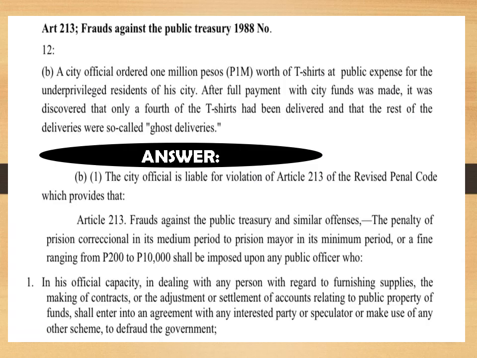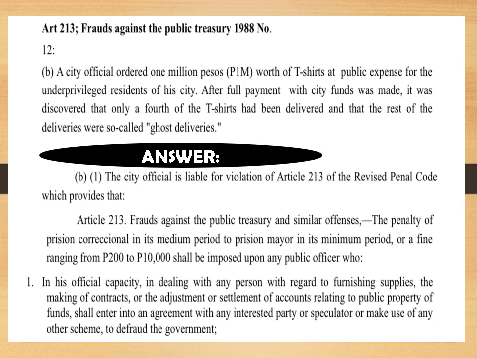We have here a 1988 bar examination question, number 12, about Article 213. Here is a city official who ordered 1 million pesos worth of t-shirts at public expense for the underprivileged residents of his city. After full payment with city funds was made, it was discovered that only 1/4, only 250,000 worth of t-shirts, had been delivered, and the rest, the 750,000 pesos, were so-called ghost deliveries. So the question here is, what is the crime committed by the city official?